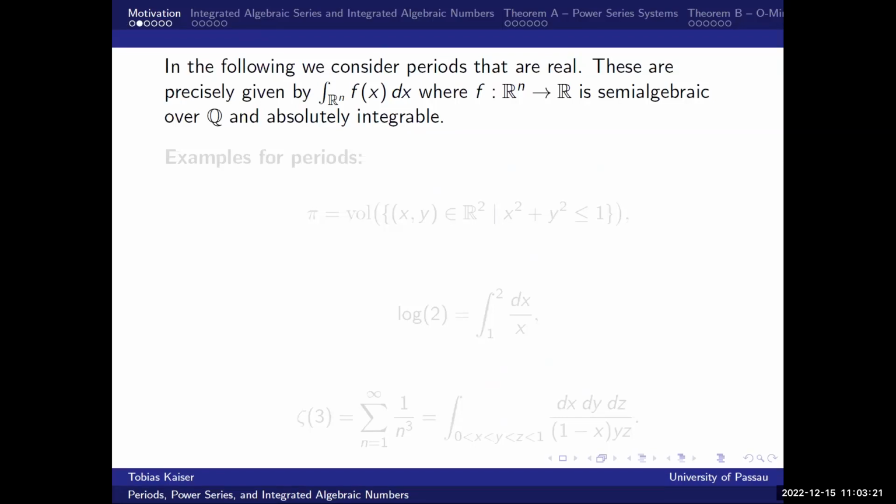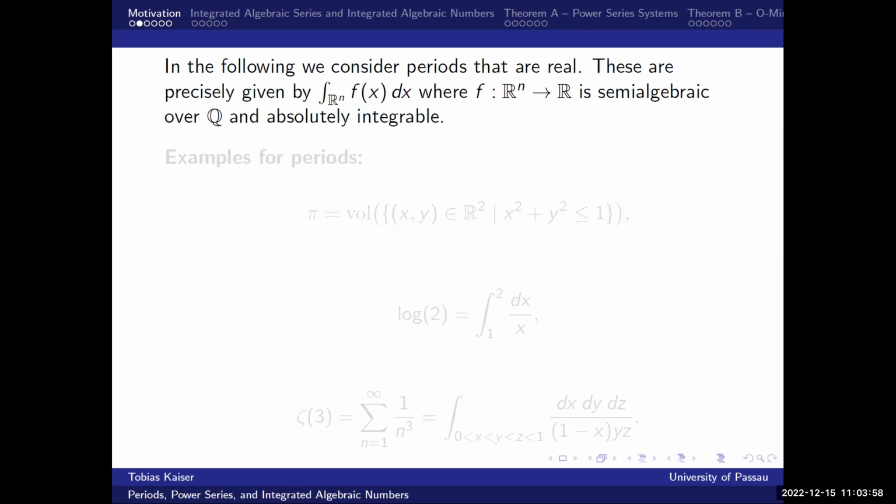In the following, we consider periods that are real. This is no problem, because we can always separate real and imaginary part. And then such a real period is given by the integral of a semi-algebraic function over Q on all of R^n, which is an absolute integral. So this is not weaker. One might think, where is the domain here? Well, we can always move the domain to the function by multiplying with the characteristic function.